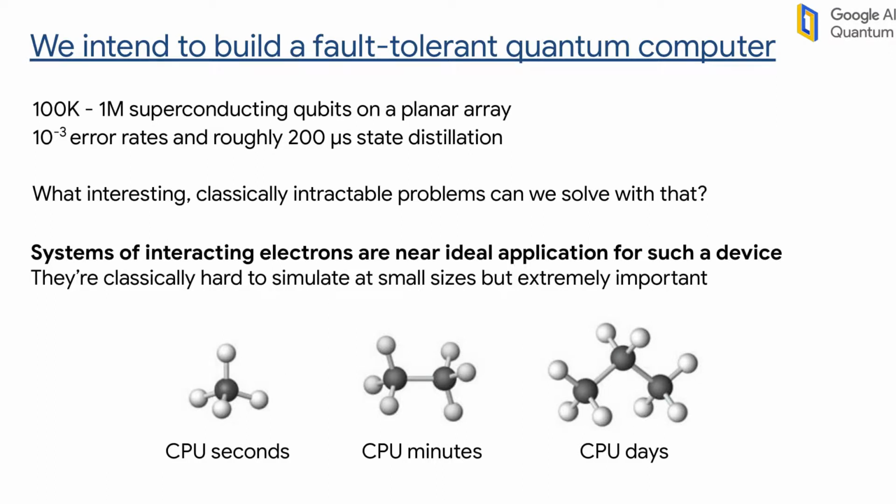So at Google, ultimately, we do intend to build a fault-tolerant quantum computer. And for us, we think the first useful version of this device would probably have something like 100,000 to 1 million superconducting qubits on a planar array, and we'd be targeting something like 10 to the minus 3 error rates and the ability to distill magic states in about 200 microseconds. So what interesting and classically intractable problems, if any, can we solve with a device like this?